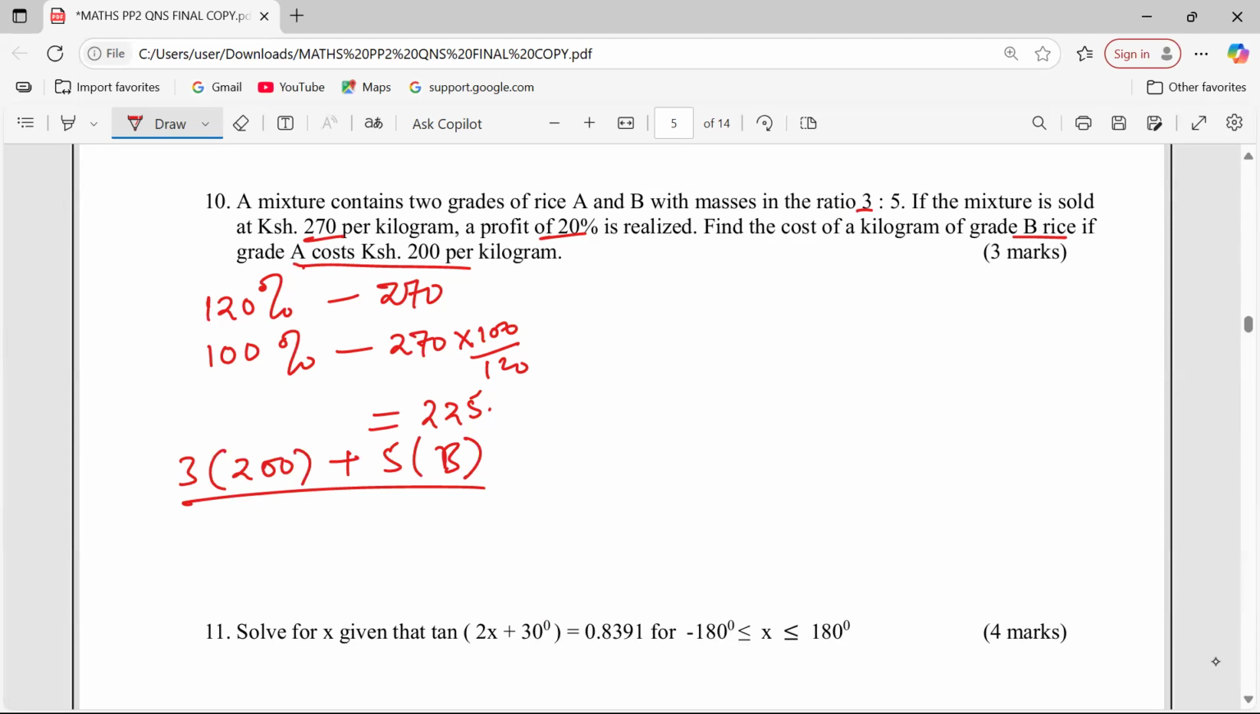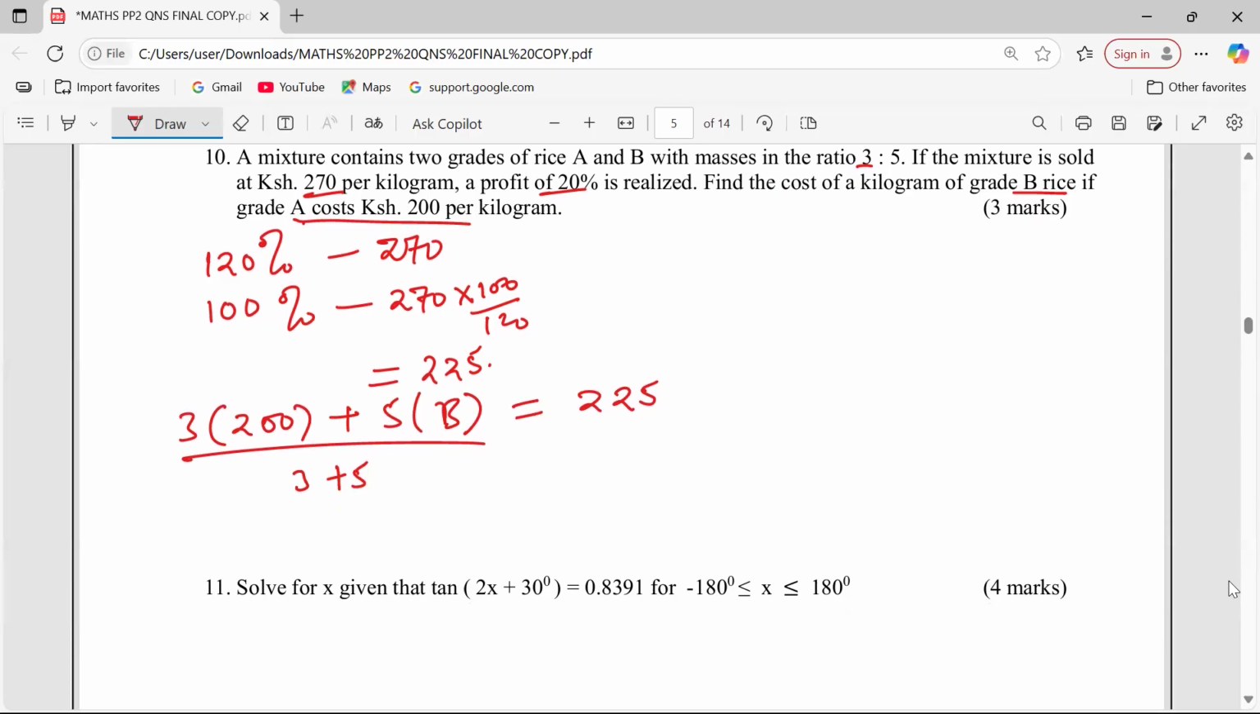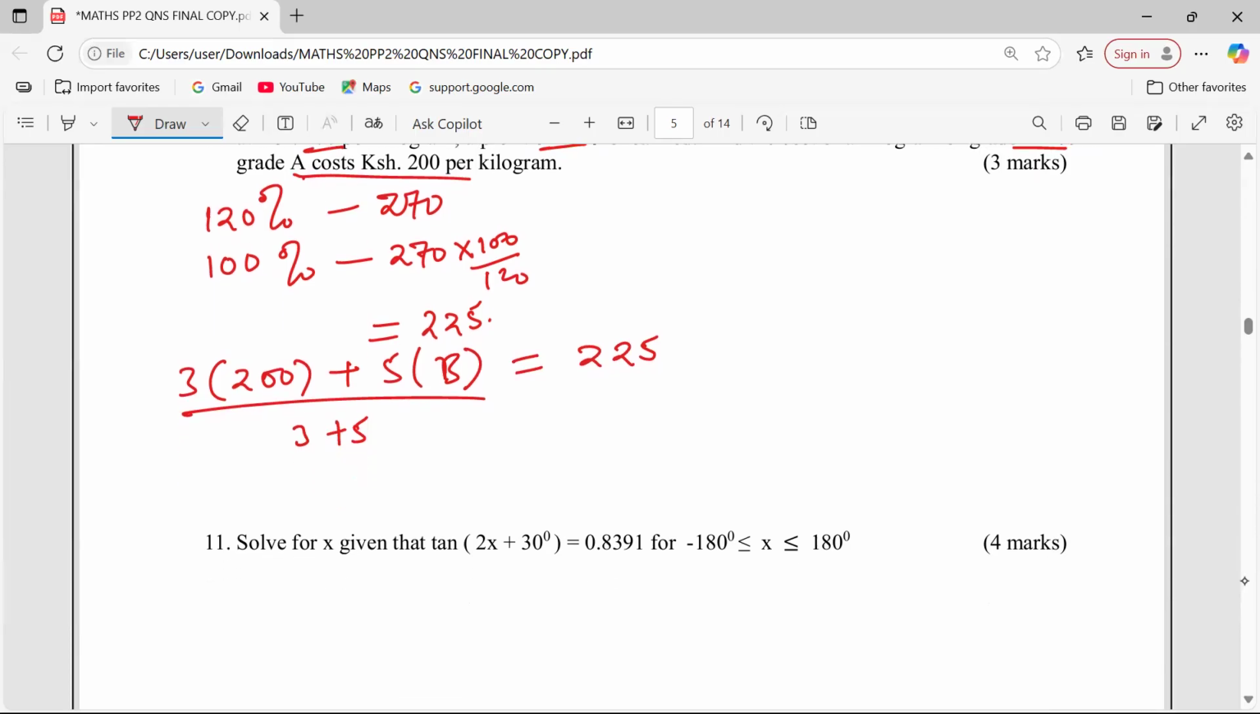Then per kilogram in the mixture, we divide by the kilograms mixed. The kilograms mixed are 3 and 5. This one should give us 225. 3 kilograms costing 200, 5 kilograms costing B shillings. Then we divide by the number of kilograms mixed, which is 3 and 5. We are supposed to get 225 as the cost of 1 kg in the mixture.